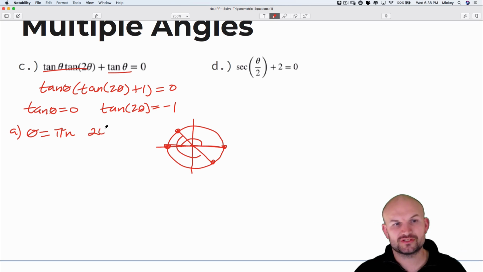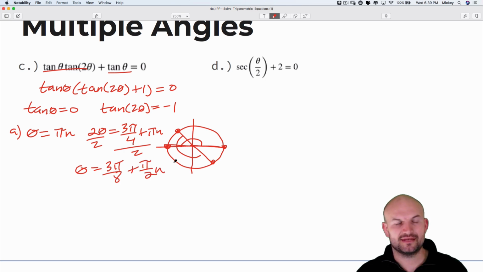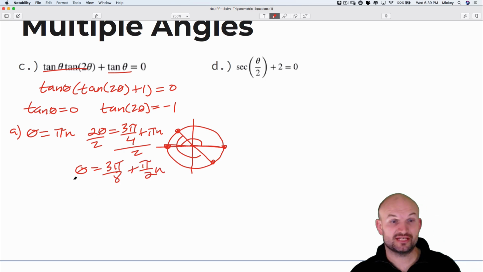And then this one is going to be 2 theta, that's when tangent is equal to -1. That's going to be 3 pi over 4 plus pi n. All right. Now this one I already solved, 0 equals pi n. And then this one I just need to divide by 2 here. So I'd get theta is equal to 3 pi over 8 plus pi halves n. All right, so that's going to be all the solutions.